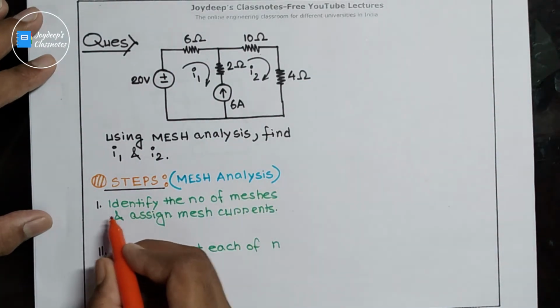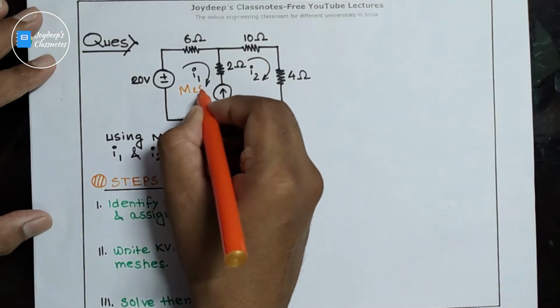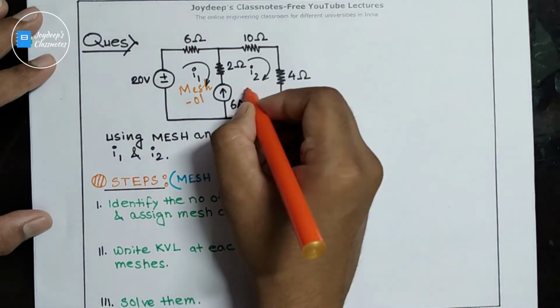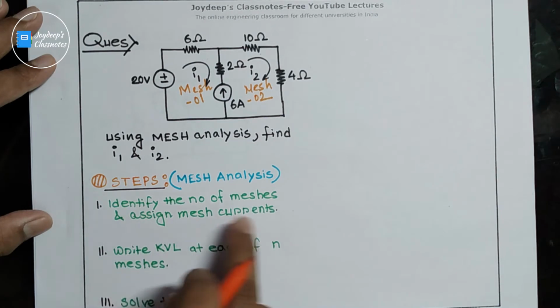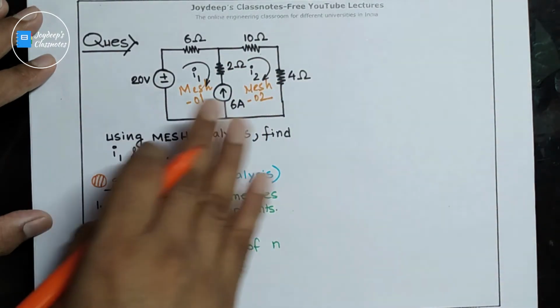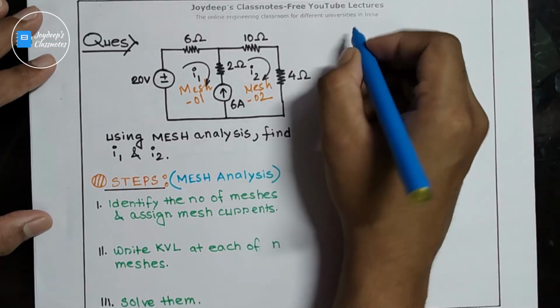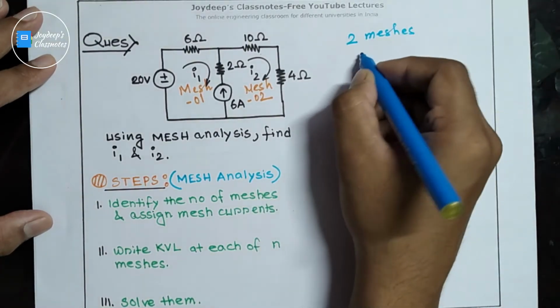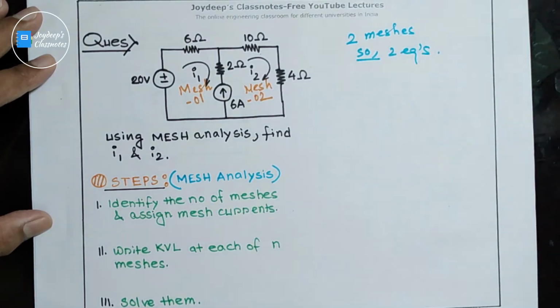Step 1 for mesh analysis says identify the number of meshes. So this is our mesh 1, this is our mesh 2. Fine. Now assign mesh currents. Mesh currents are already assigned in clockwise direction, so it's done. Now step 2, write the KVL equation at each of n meshes. Now we have two meshes, so we'll have two mesh equations, right?